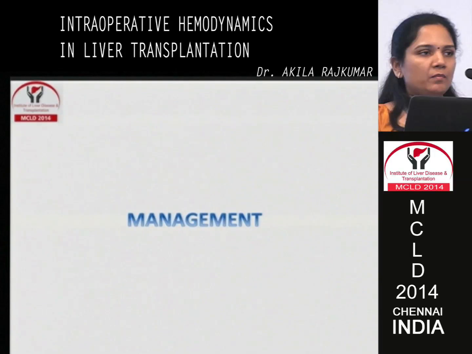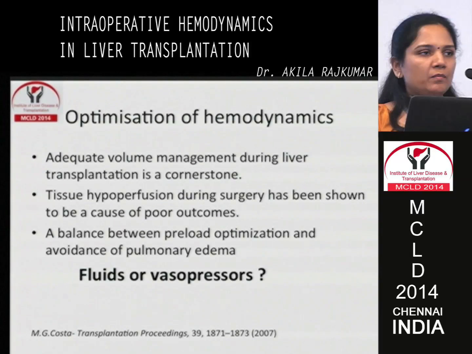So going on to the management, optimization of hemodynamics is a cornerstone. Adequate volume management during liver transplantation is a cornerstone for outcome, not only for graft survival, but also for patient survival. Tissue hypoperfusion is a portent of poor prognosis. It heralds the onset of multiple organ dysfunction syndrome. There has to be a real delicate balance between preload optimization and avoidance of pulmonary edema.